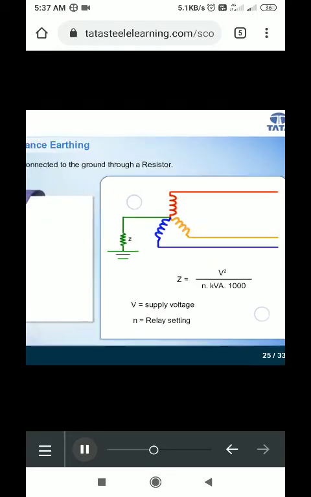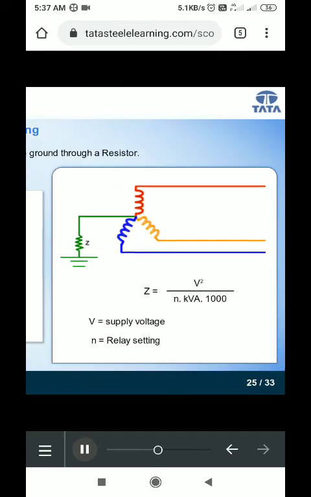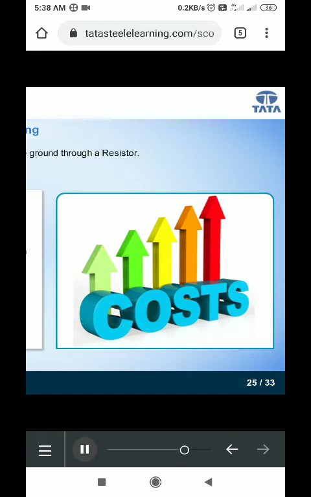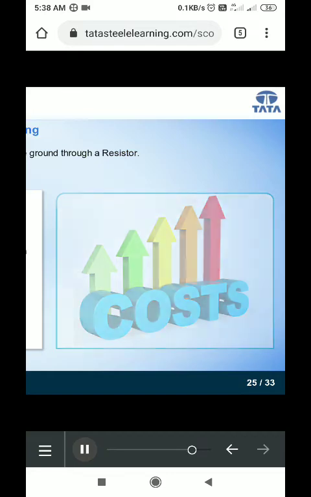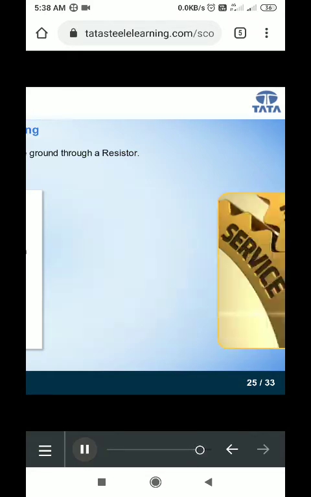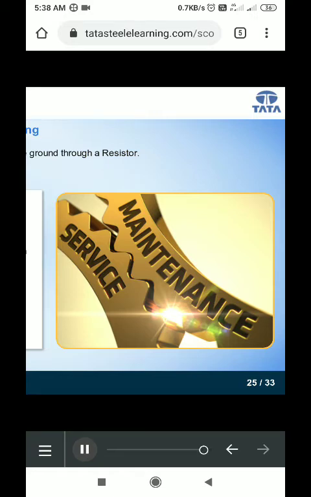In resistance earthing, fault current is reduced. This type of system requires a low rupturing capacity breaker. Let us take a look at the disadvantages now. In this system, the neutral point is displaced during earth fault. The cost of transformer increases as graded insulation towards neutral cannot be used. Further, provision of a resistor involves extra investment and it requires more maintenance. Let us move on to the next screen.